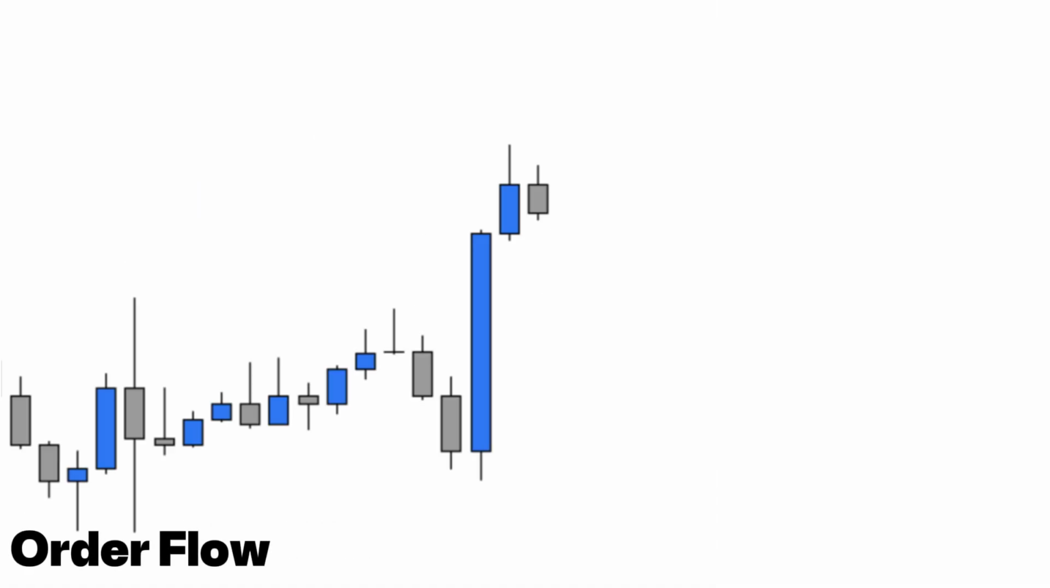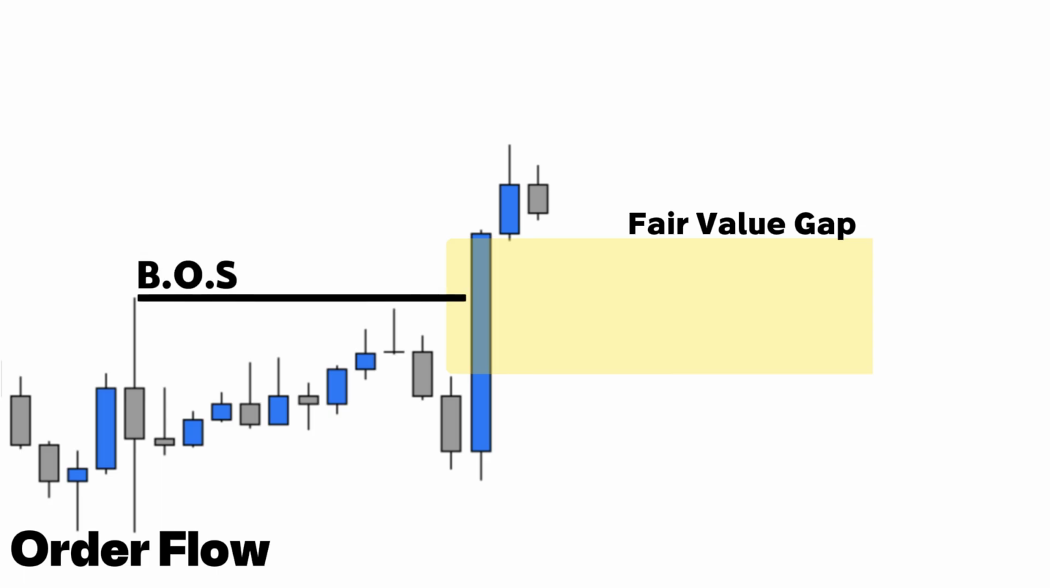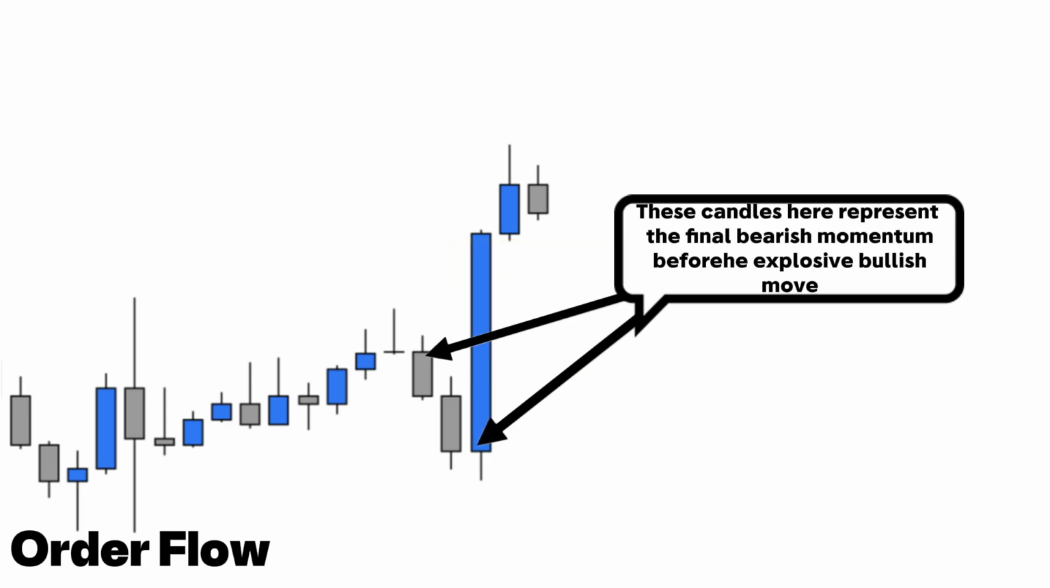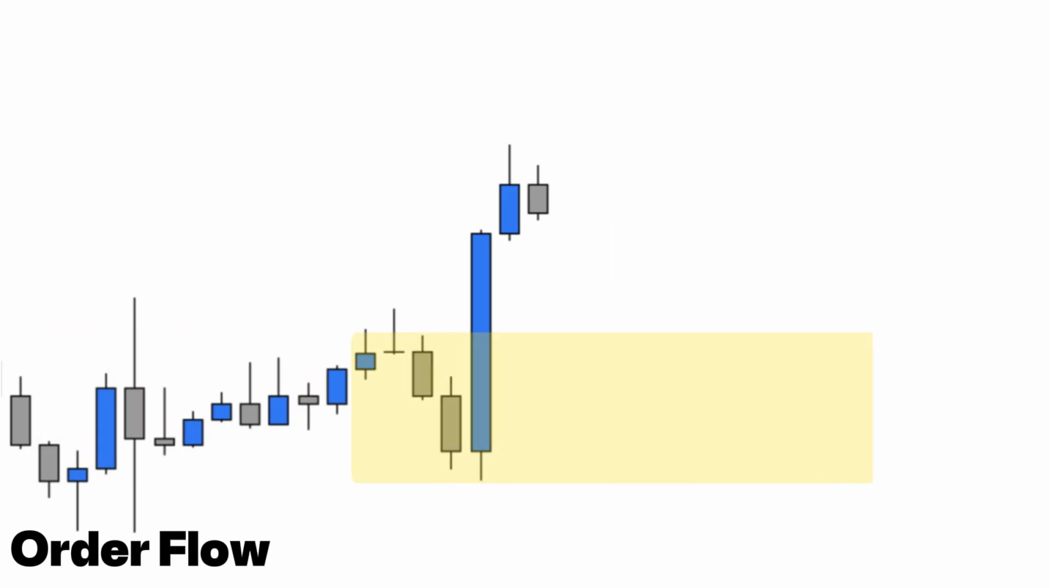For example, in this move, price creates fair value gaps and breaks market structure. These candles here represent the final bearish momentum before the explosive bullish move. So, we mark this entire area as our order flow zone.